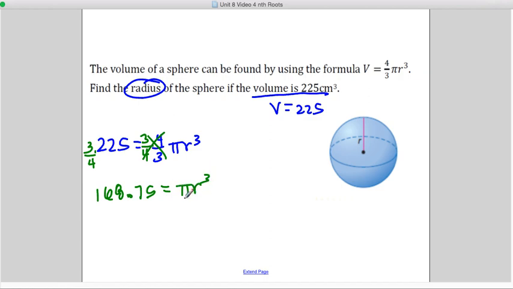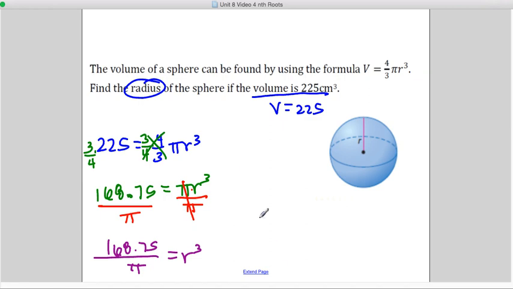This is multiplying here, so in order to undo it, I would divide by pi. Okay, I'm not going to type this in my calculator yet because it's going to give me an irrational number, and I want to have the most exact radius. So what I have is 168.75 over pi is equal to r cubed.